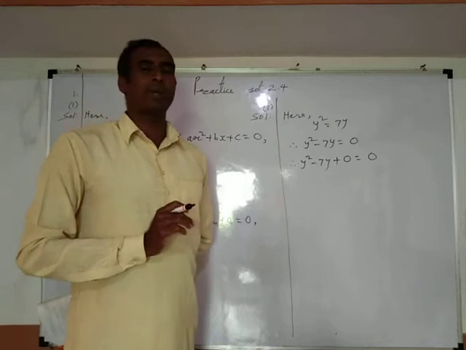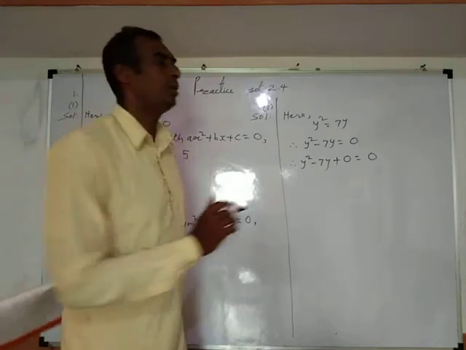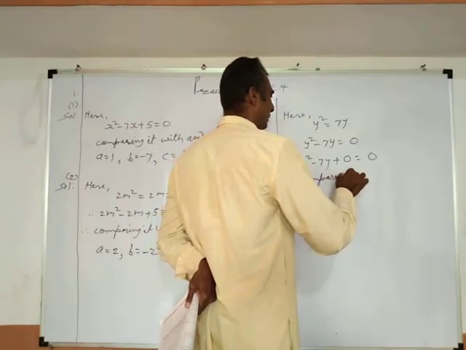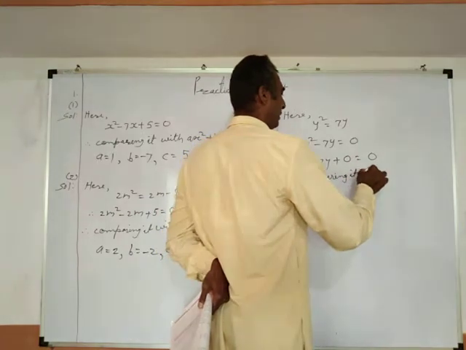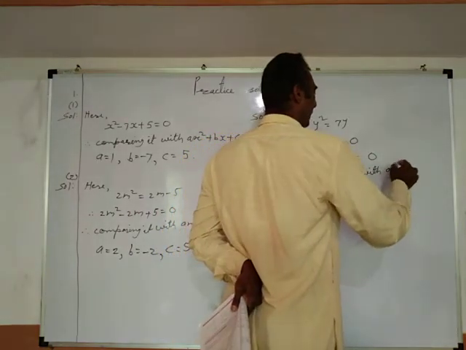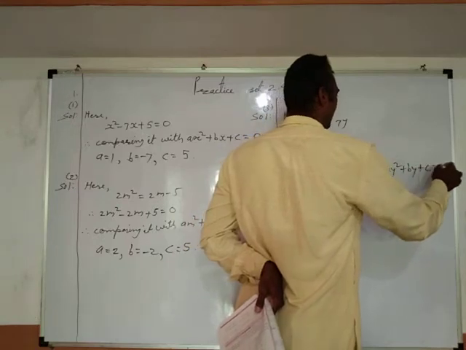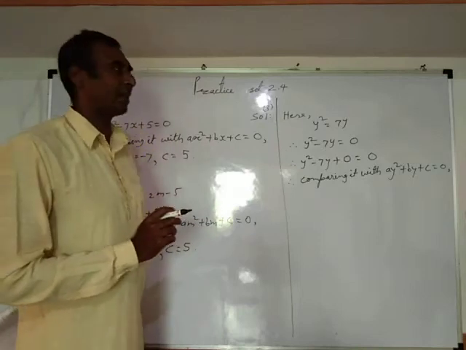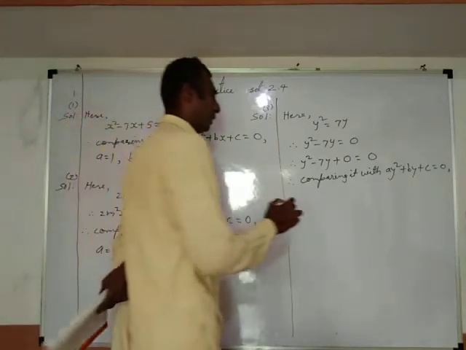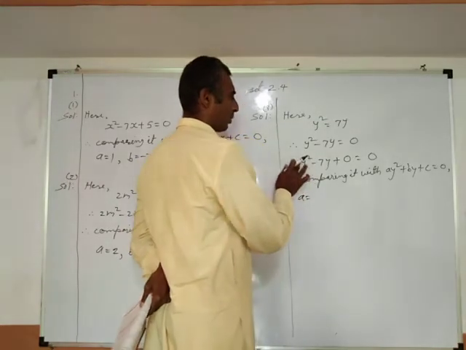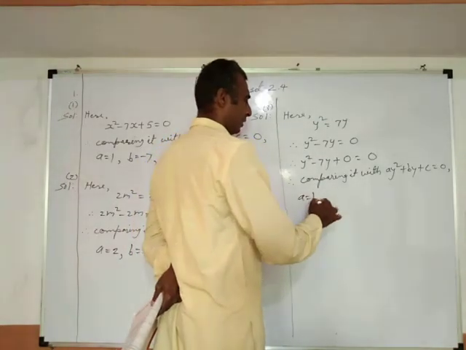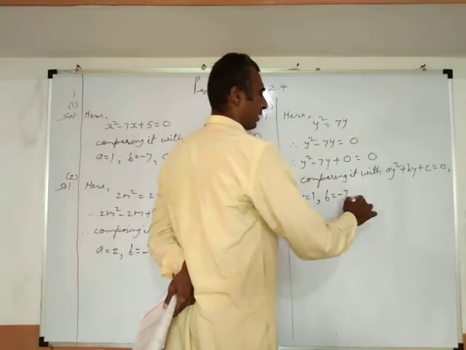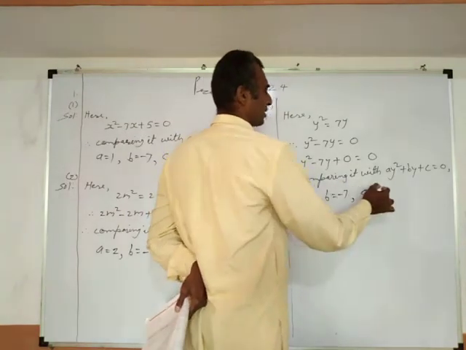Now it is in the form of ay square plus by plus c equal to 0. And therefore, comparing it with ay square plus by plus c equal to 0. As the variable is y, we are writing ay square plus by plus c equal to 0. a is the coefficient of quadratic term, which is 1, b equals coefficient of linear term, which is minus 7, and c is the constant term, which is 0.